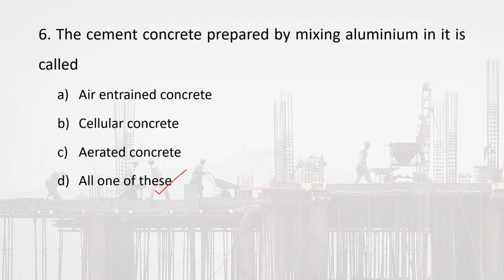All of these. So, cellular concrete or aerated concrete or air entrained concrete is prepared by mixing aluminium in the cement concrete. It is light in weight and spongy in structure. It is used for roof slab and precast units in partitions, etc. for heat and sound insulation.